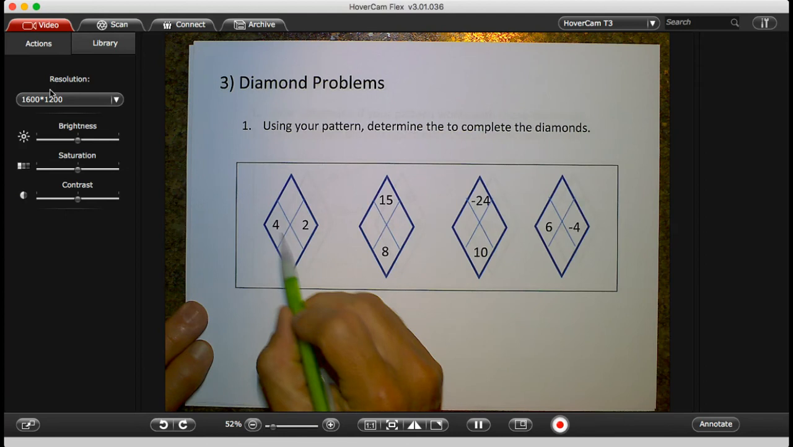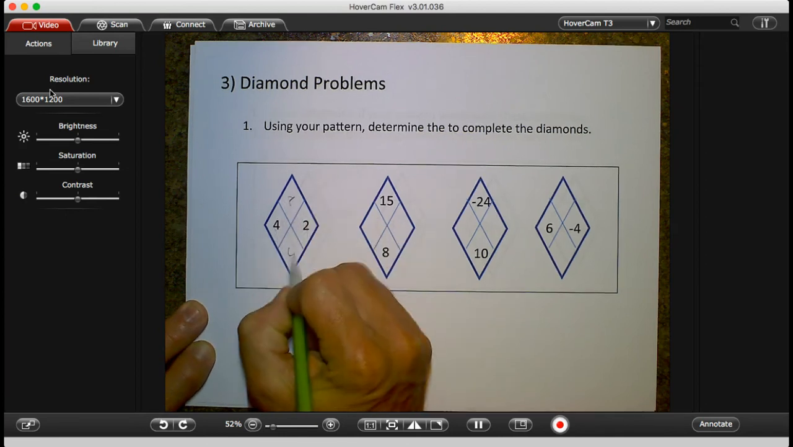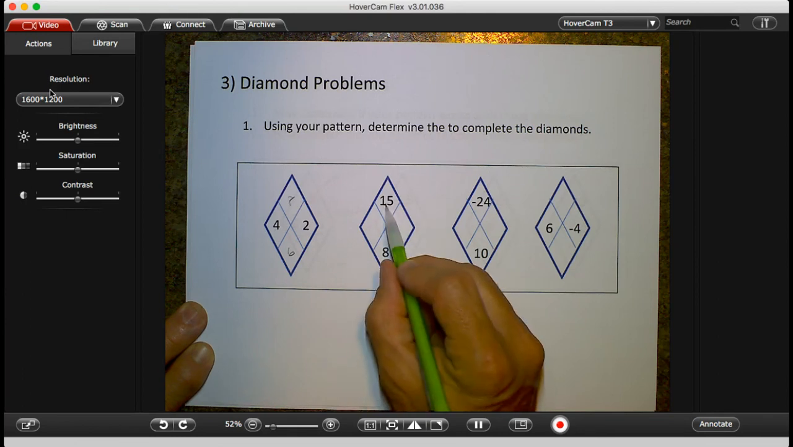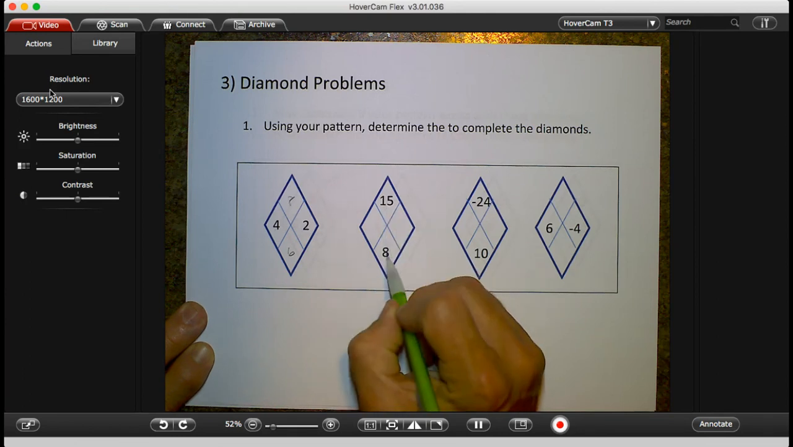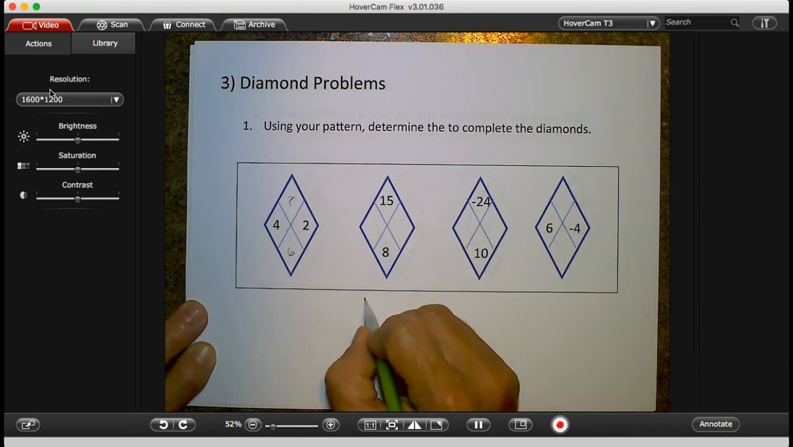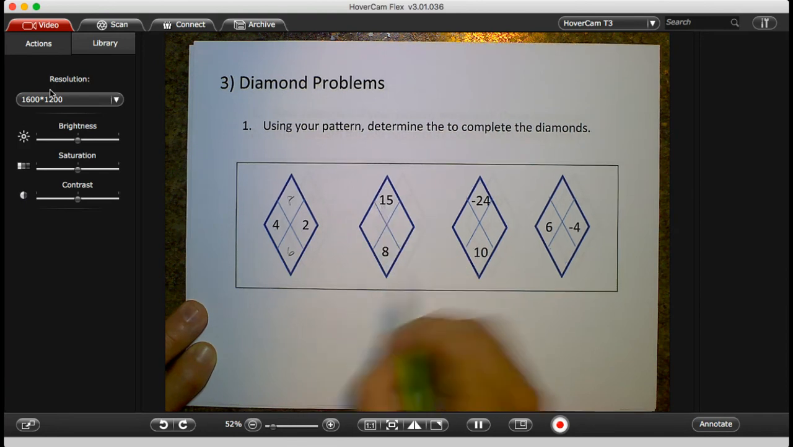So in the first one, 4 times 2 is 8. 4 plus 2 is 6. I think we just had that one. In the second one, it gives us a product of 15 and a sum of 8. Well, when we're trying to find the two factors, what I like to do is list all of the factors of 15. Since this is a positive number, you're going to have two positive numbers.